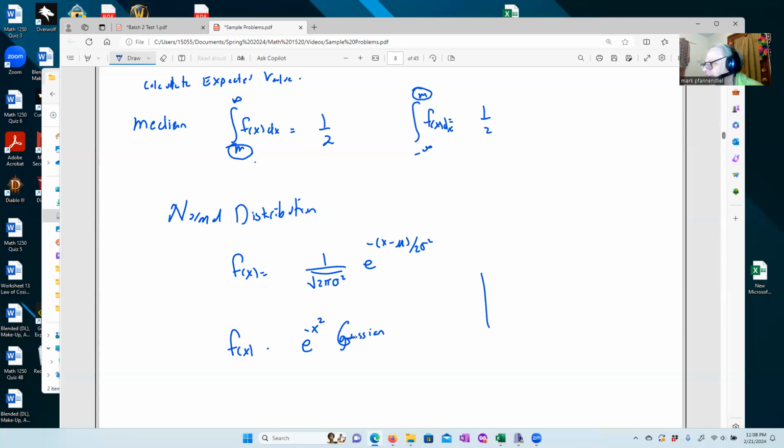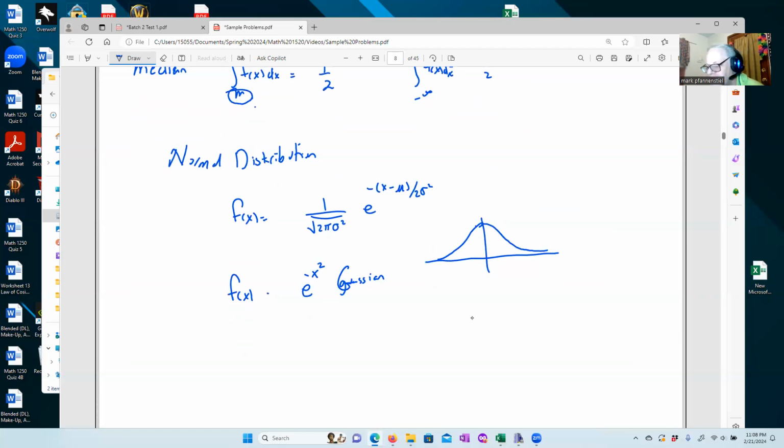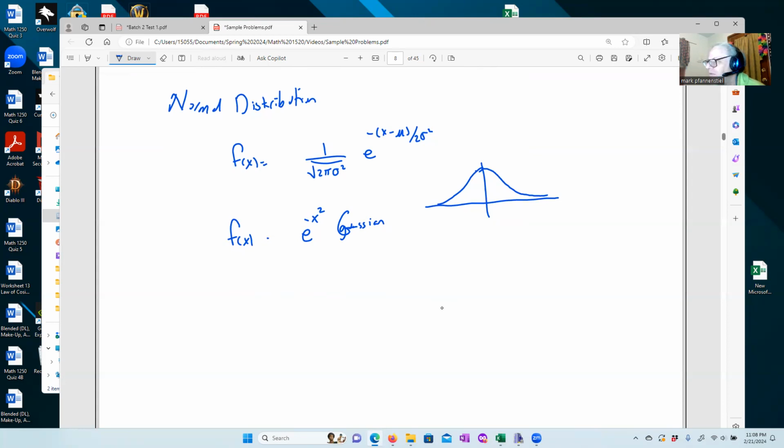And the shape of this thing just looks something like this. So it kind of looks like the Cauchy distribution, but these tails are a lot smaller. They're a lot thinner. One of the things you could do is approximate what the probabilities are going to be. And if you take your intro to statistics class, you're going to learn the empirical rule.